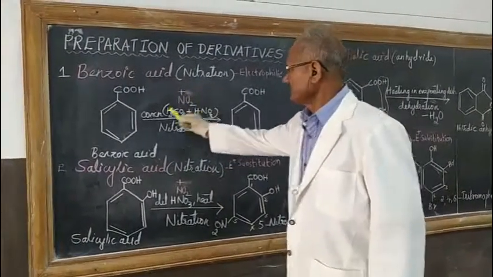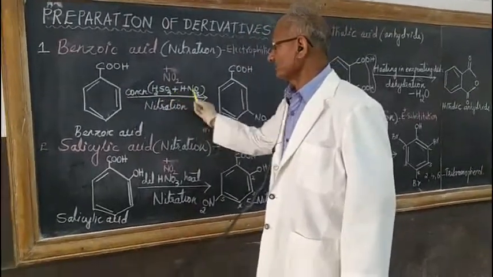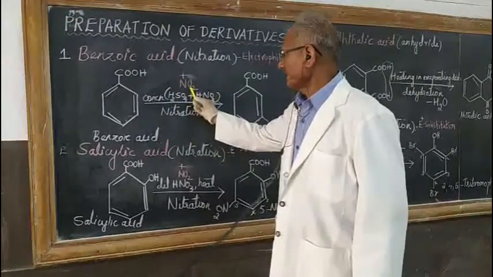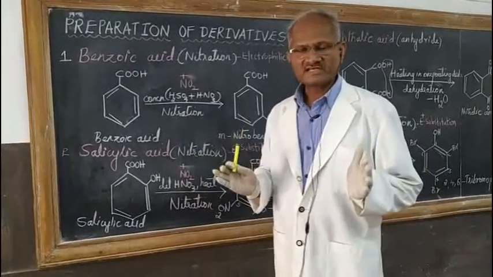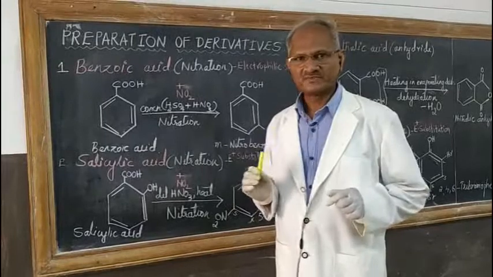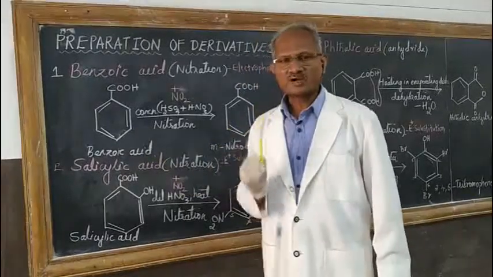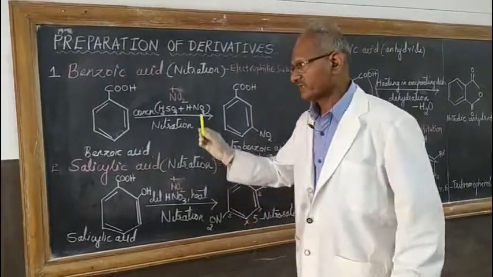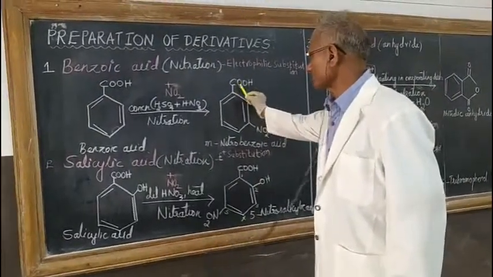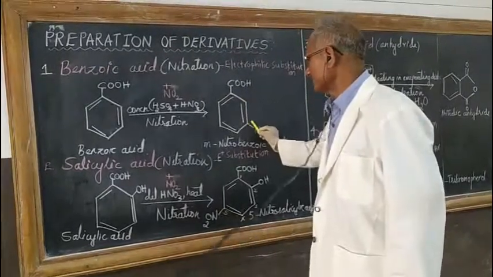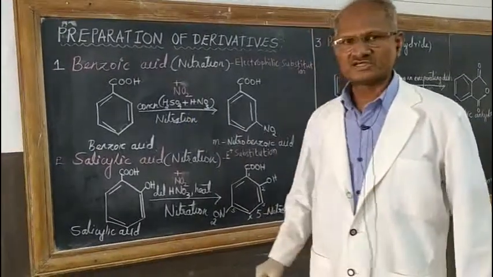Benzoic acid is a benzene ring containing a carboxyl group. Now when it reacts with nitrating mixture, nitronium ion is liberated. This is the electrophile. Benzoic acid nitration is clearly electrophilic substitution, where the nitronium ion attacks the meta position because the carboxyl group is a meta director. Therefore we get meta-nitrobenzoic acid. With respect to the carboxyl group, this is ortho, this is meta.